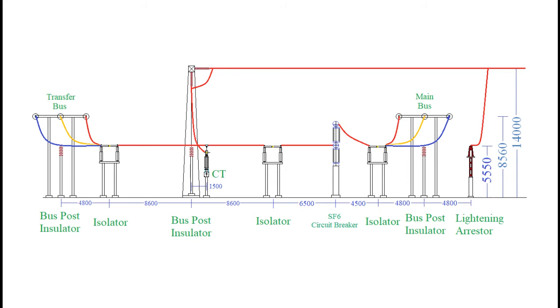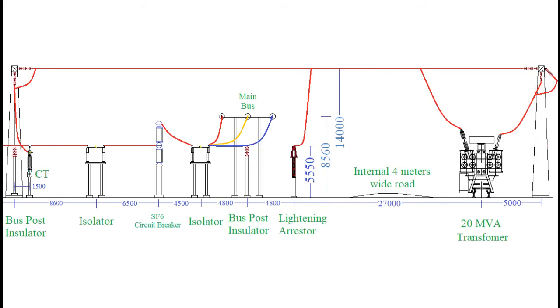Now the bus between two isolators is connected through a bus that is supported by a bus post insulator below the highest tower. Before the bus post insulator, a current transformer is provided that senses the total current supplied by the substation. The jumper between the current transformer and bus post insulator lifts the height from the existing 5.5 meters to 14 meters.